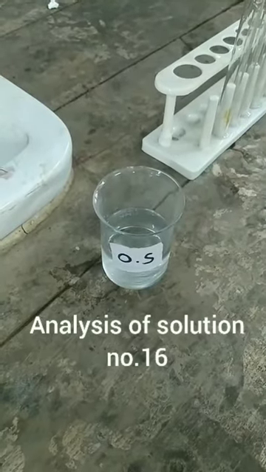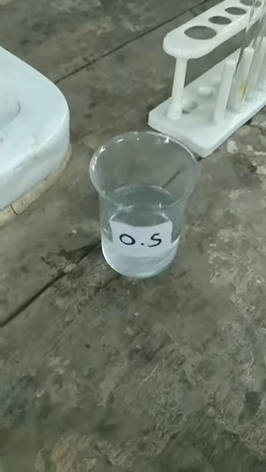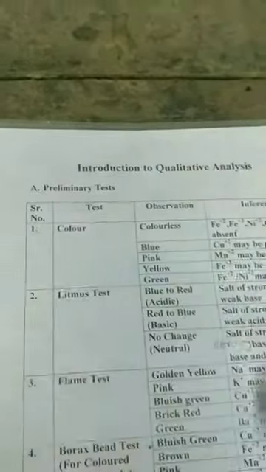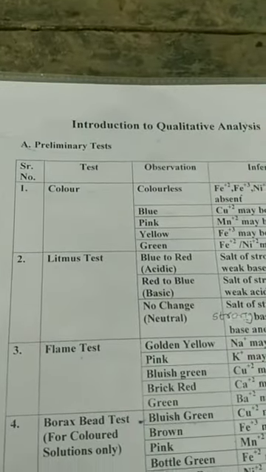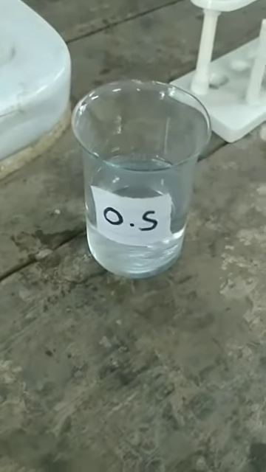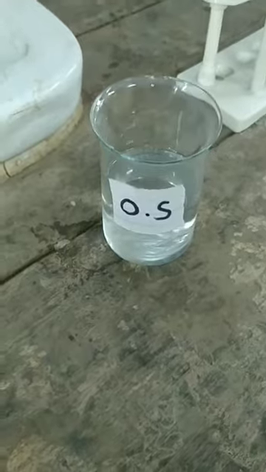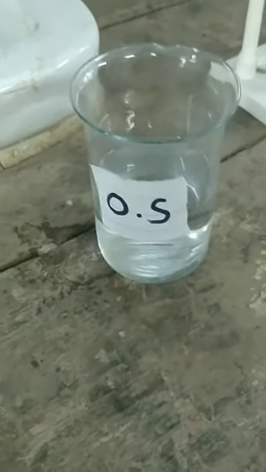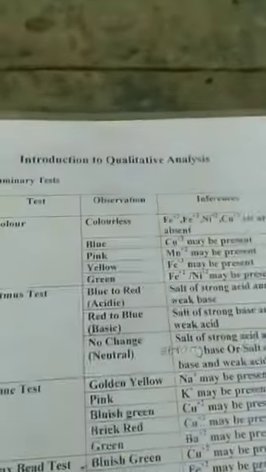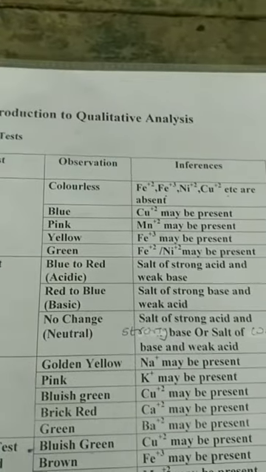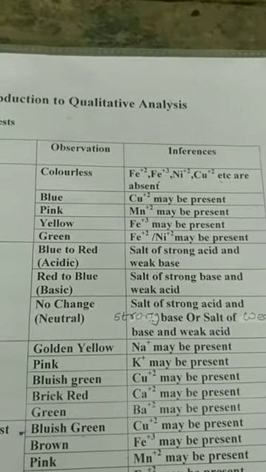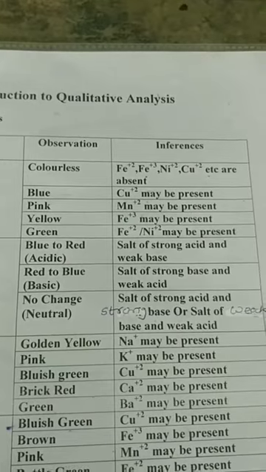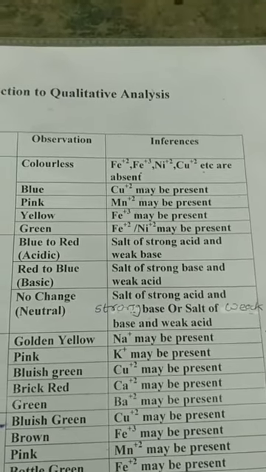Today we will do analysis of solution number 16. So first we will see the preliminary test. In that, first we will see the color of the solution. So you can see the color of the solution is colorless. So the observation is colorless. Then we will write in the inference Fe+2, Fe+3, Ni+2, Cu+2, etc. are absent.